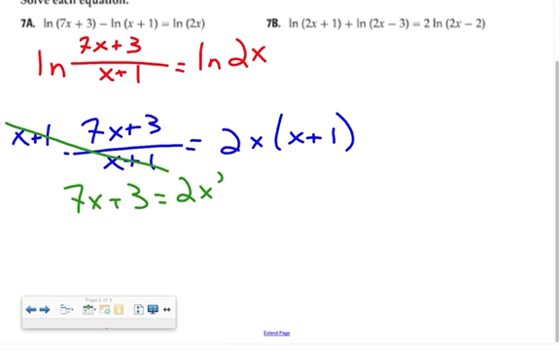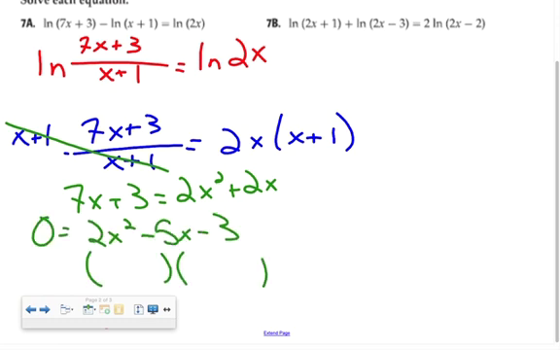So you have 7x plus 3 equal to, now you do have to distribute on the right-hand side, so you get 2x squared plus 2x. And we do have a quadratic here, so we want to bring everything over to one side. I would advise bringing everything over to the right-hand side. So that means I have 0 equal to 2x squared minus 5x minus 3.